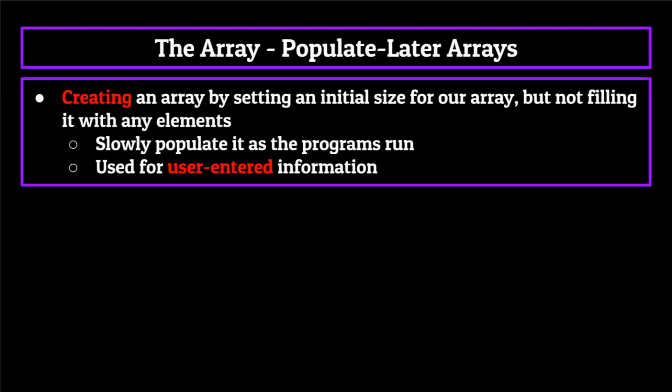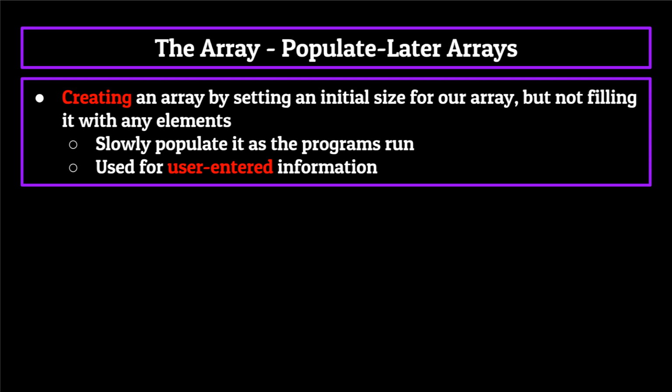Now, the second way in which we can instantiate an array is by setting an initial size for our array, but not filling it with any elements, and then slowly populating it as the program runs. This would be used in the case that you don't actually know what information you're going to store in the array, but will as the program runs through.